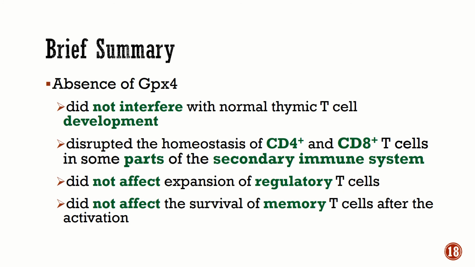So the absence of GPS4 did not interfere with normal thymic T cell development, but it affects the homeostasis of CD4+ and CD8+ effector T cells in some parts of the secondary immune system. And also, the absence of GPS4 did not affect regulatory T cell and memory T cell survival.